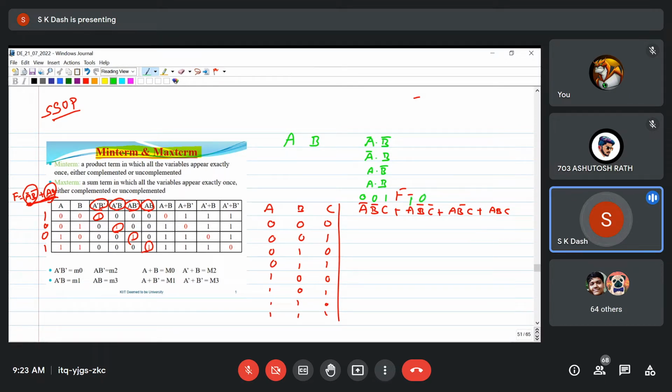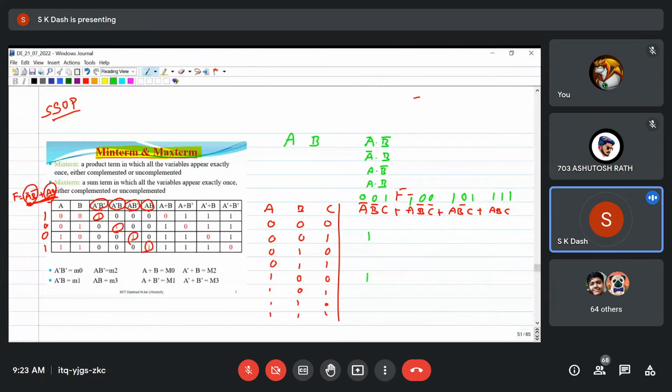B bar complement, this should be 0. C bar complement form, this should be 0. A not complement, so 1. B bar 0, C 1. A 1, B 1, C 1. So for this particular combination, my output will be 1. So 0 0 1, output is 1.